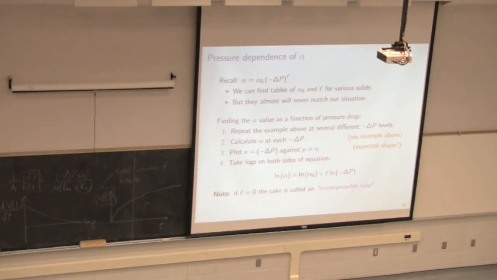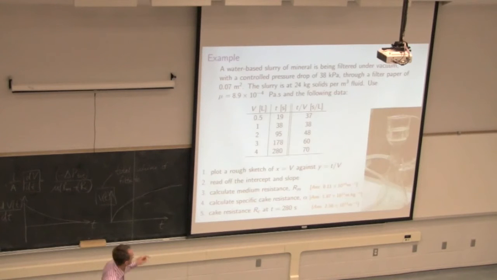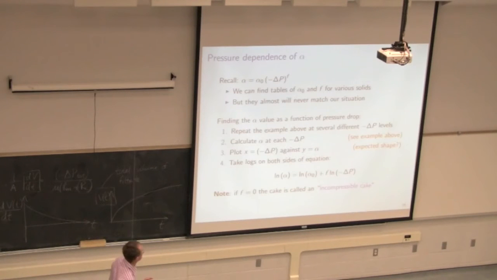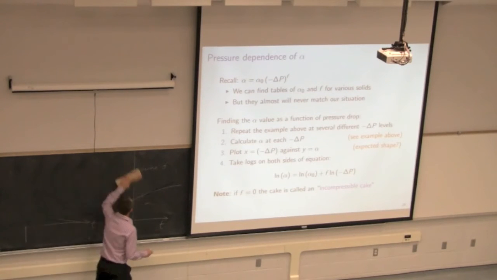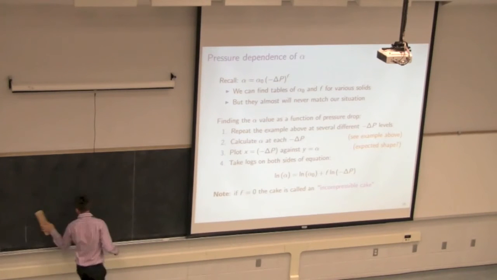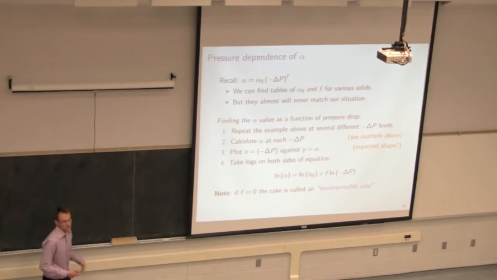Let's take a look now at alpha and how it's going to vary. This set of experiments we did over here was at a constant controlled pressure drop of 38 kPa. If I repeated that experiment at a different pressure drop, I will get a different slope, and I will get a different alpha. And if I increase the pressure to some other third value, I'll get a new third value of alpha, and so on. What I can eventually do is build up a series of experiments and plot alpha against delta P. So alpha is that term that describes the cake's compressibility for us. And we expect the cake's compressibility to change with pressure.